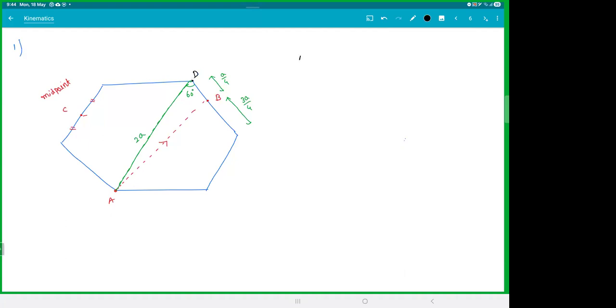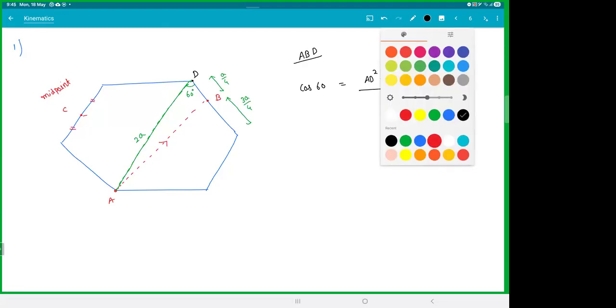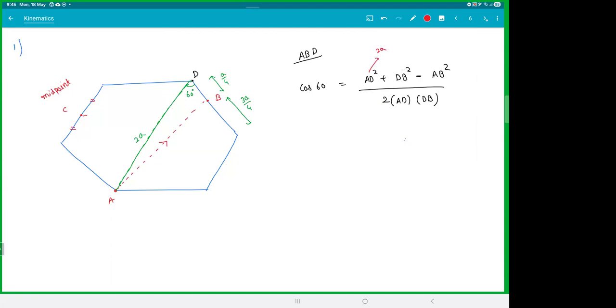So in the triangle ABD, I can use cos 60, which is nothing but AD square plus DB square minus AB square over 2 times AD times DB. Remember the cosine rule? I know everything here. I know AD is 2A. I know DB is A by 4. And AB is what you need to find. I think you'll get it from there.